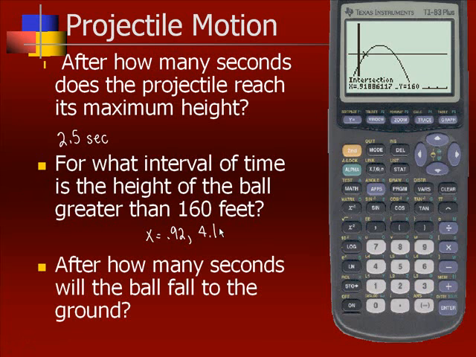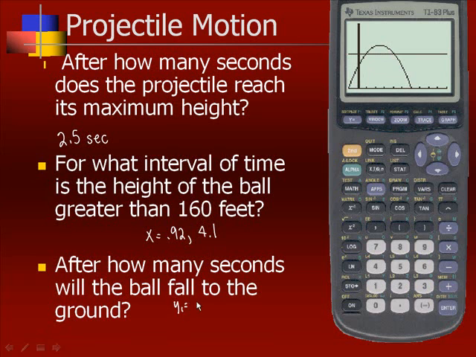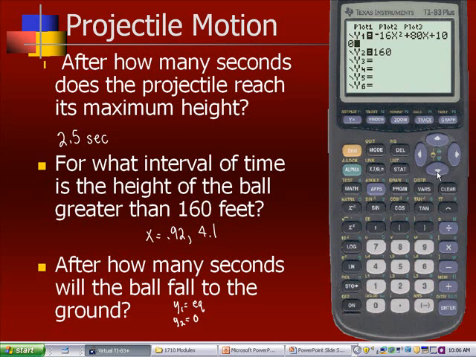Now, after how many seconds will the ball fall to the ground? That's from here all the way to here. And a lot of people say, well, if it takes 2.5 to get to the highest point, wouldn't it take 2.5 to get back to the ground? No, because remember, we started at 100 feet. So what we're going to do is we want to find where the height is 0. So we're going to say y1 equals the original equation, y2 is equal to 0, because we want to find when it's sitting on the ground.